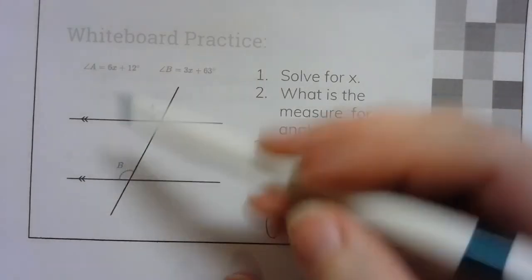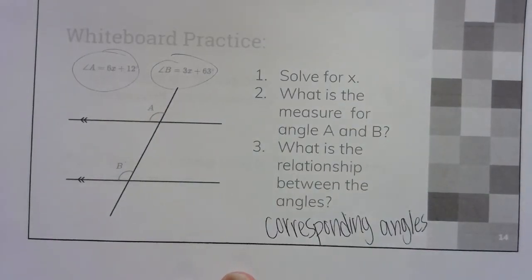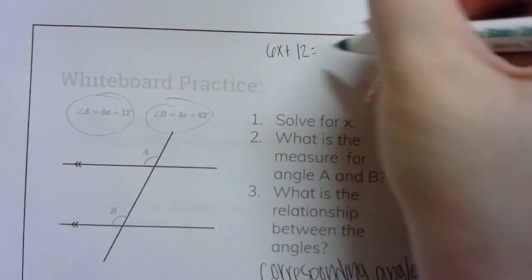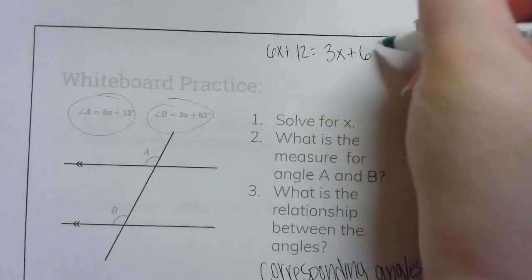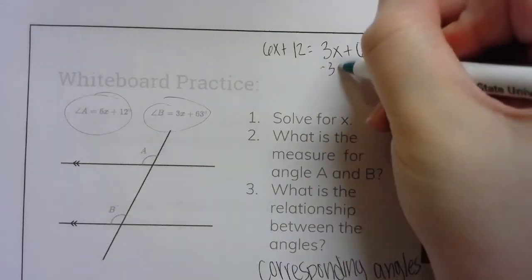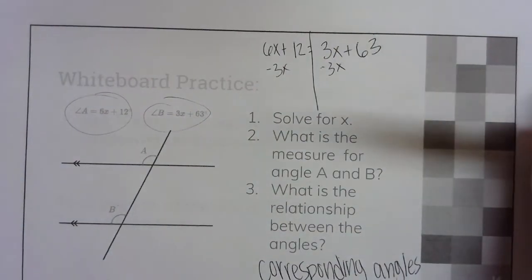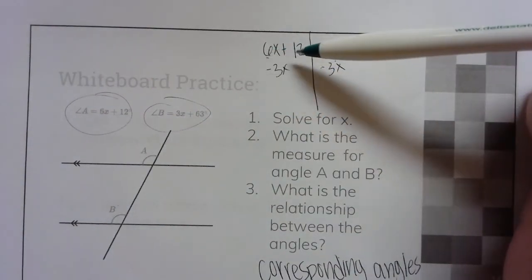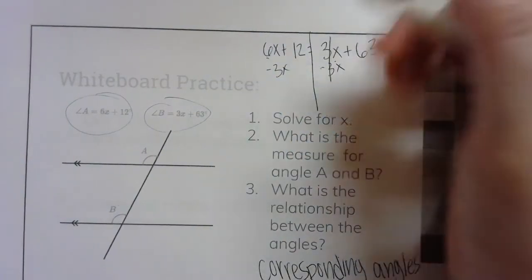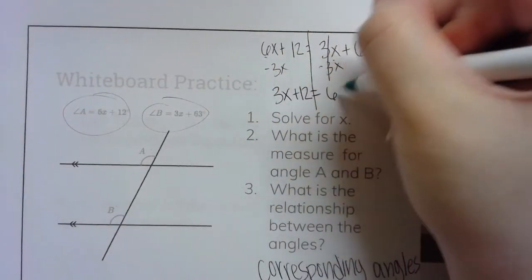So when I'm solving for x, these should be equal to each other because angle A is equal to angle B. So 6x plus 12 equals 3x plus 63. So I subtract 3x from both sides. Remember, I'm solving an equation with variables on both sides, which means that I have to get my x's on one side and my numbers on the other. So I subtract 3x, 6x minus 3x is 3x plus 12 equals 63.